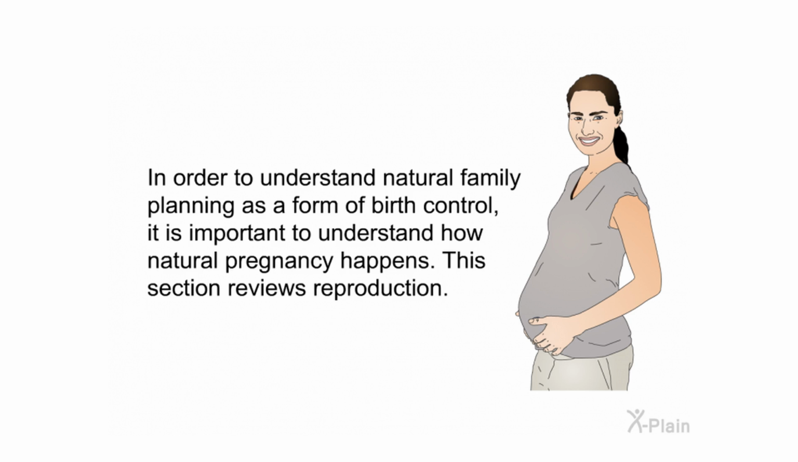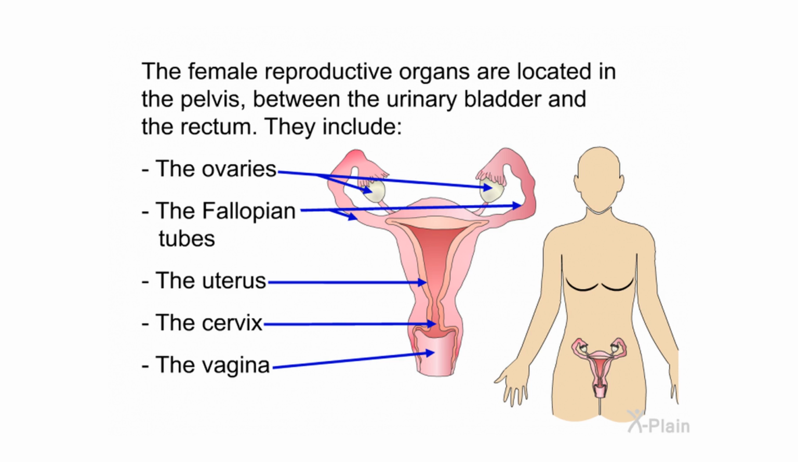Pregnancy. In order to understand natural family planning as a form of birth control, it is important to understand how pregnancy happens. This section reviews reproduction. The female reproductive organs are located in the pelvis between the urinary bladder and the rectum. They include the ovaries, the fallopian tubes, the uterus, the cervix, and the vagina.